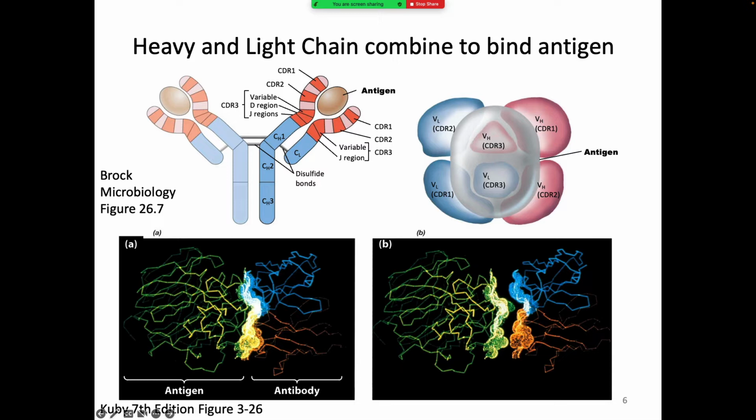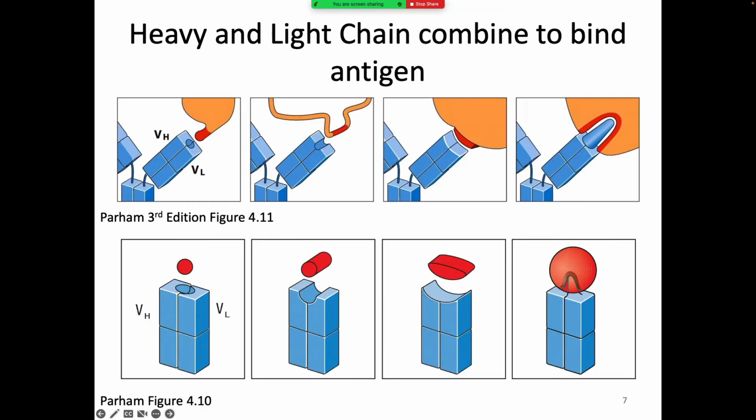You can also see that here as well. So you can see that there is basically some kind of three-dimensional shape that's made up from the heavy chain and light chain when they're put together. And that shape together is what will allow for being complementary to the antigen and antigen binding. These all kind of look like the heavy and light chain are nice and symmetrical. They don't have to be nice and symmetrical. But what I want you to see is that the heavy and light chain are coming together to bind to that antigen.